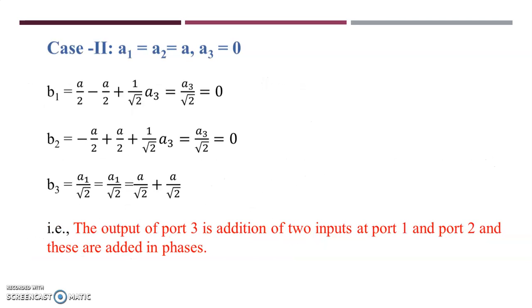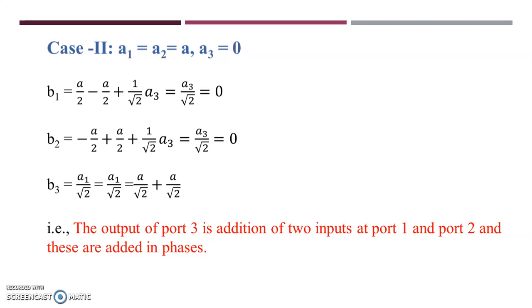Now let us take case 2, when no power is given to port 3 and equal power is given at port 1 and port 2. Substitute these values in the equations for B1, B2, and B3. We will get B1 is equal to 0, B2 is equal to 0, and B3 is equal to A by root 2 plus A by root 2. That is the addition of instantaneous power at port 1 and port 2. So the output at port 3 is the addition of the two inputs at port 1 and port 2, and these are added in phase.